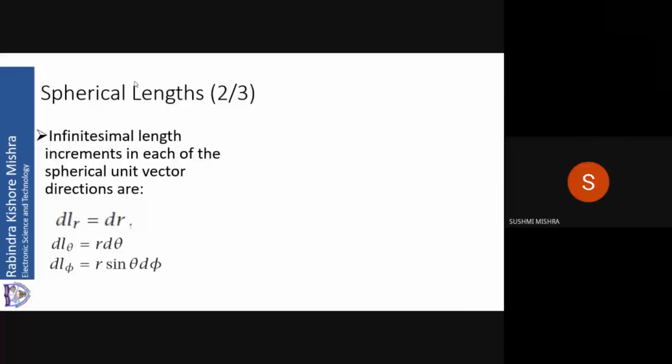Remember these three equations. These are very important when we are going to find out the power or integrate over the Poynting vector, etc. So in all those cases, we use this. Similarly, when evaluating the vector A or finding the E field, H field, we'll use this when we use the spherical coordinate system. So dl r is equal to dr, elementary length dl theta is equal to r d theta, dl phi is equal to r sin theta d phi.